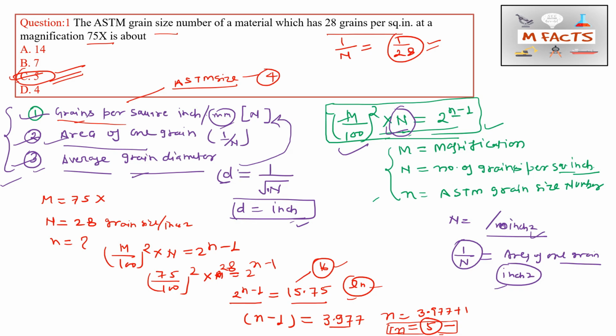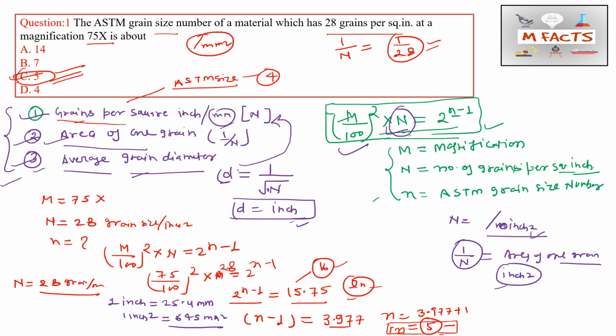So suppose if they ask the calculation in per mm square, what we will do, we will find the N value, suppose this is 28 grains per square inch, and we need to change it to mm square. So we know this, 1 inch is equal to 25.4 mm. Okay, so if we calculate 1 inch square, this will come approximately 645 mm square.